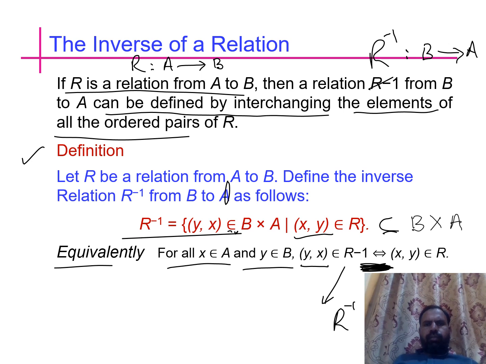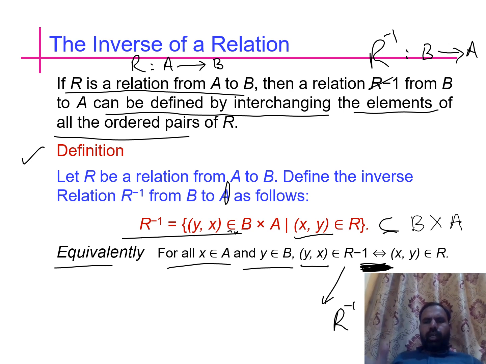The inverse of a relation. Now we discuss the inverse. If R is a relation from A to B, then a relation R inverse from B to A can be defined by interchanging the elements of all the ordered pairs. You can say that the input becomes the output and the output becomes the input. Let R be a relation from A to B; define the inverse relation. So R inverse is equal to the set of (y, x) belonging to B cross A such that (x, y) belongs to R.